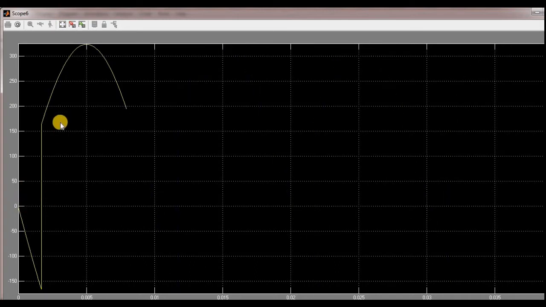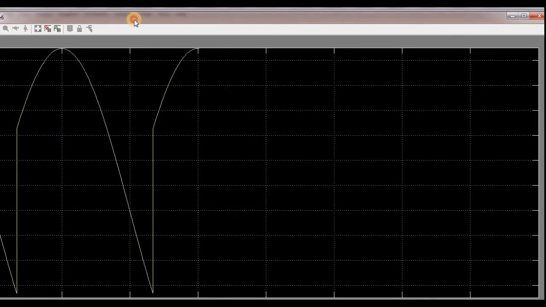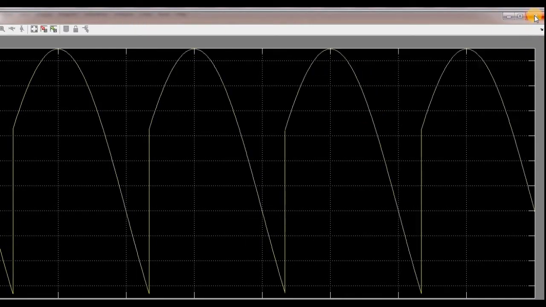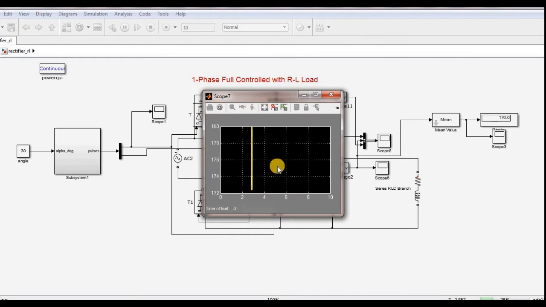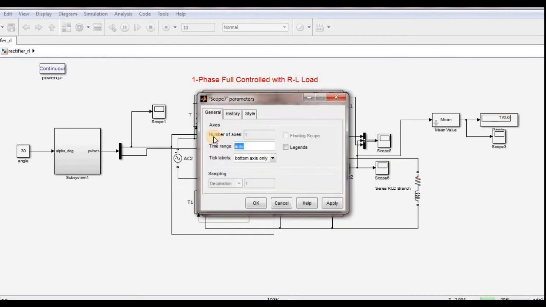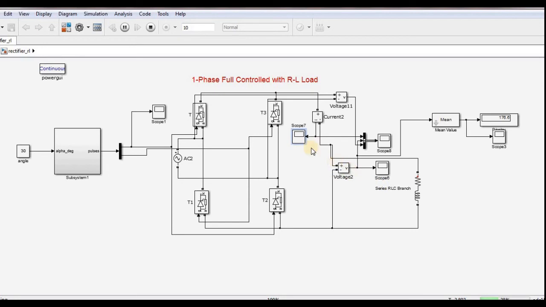After 30 degrees my output is coming, but due to RL load, a negative peak is also coming. If only R load, this negative won't appear. But this is the voltage, whatever I already explained to you in my video 1. This is the voltage, not current. And this is the current. You can get more current compared to R load, because only positive we can get.